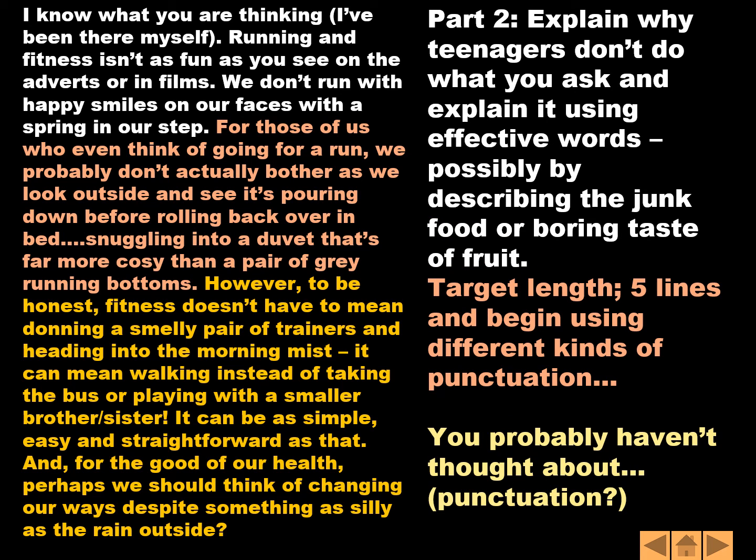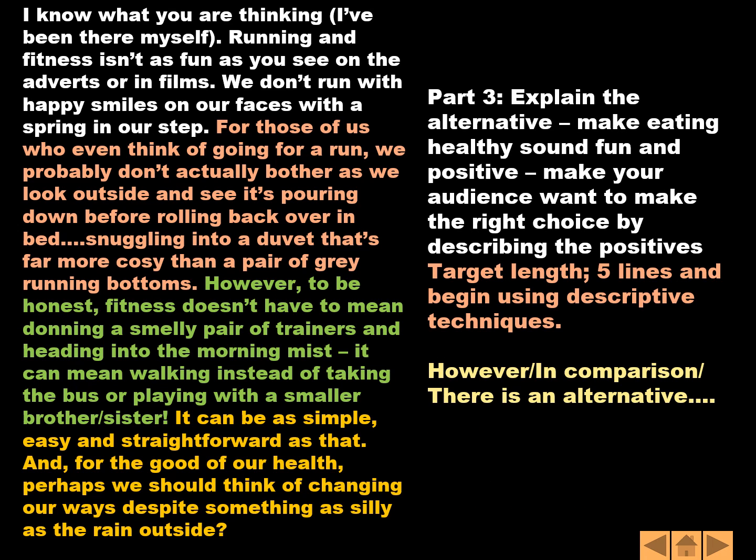The second section, highlighted in beige or peach there, explains why teenagers don't do what you're asked by using effective words. In short, why do those people feel that way is what's covered in section 2. Part 3 explains an alternative. What might be the positives of the topic? How might the audience feel if they were to follow the advice that you're giving?